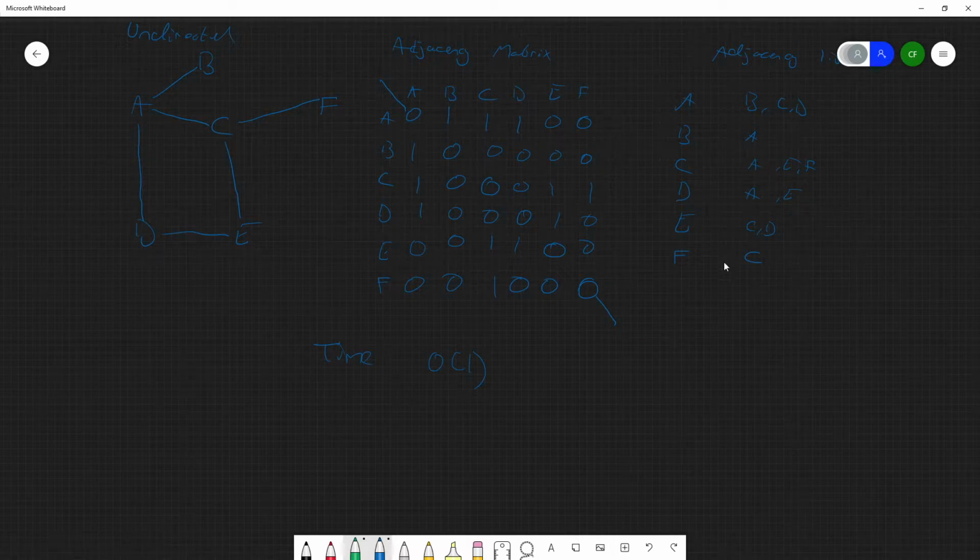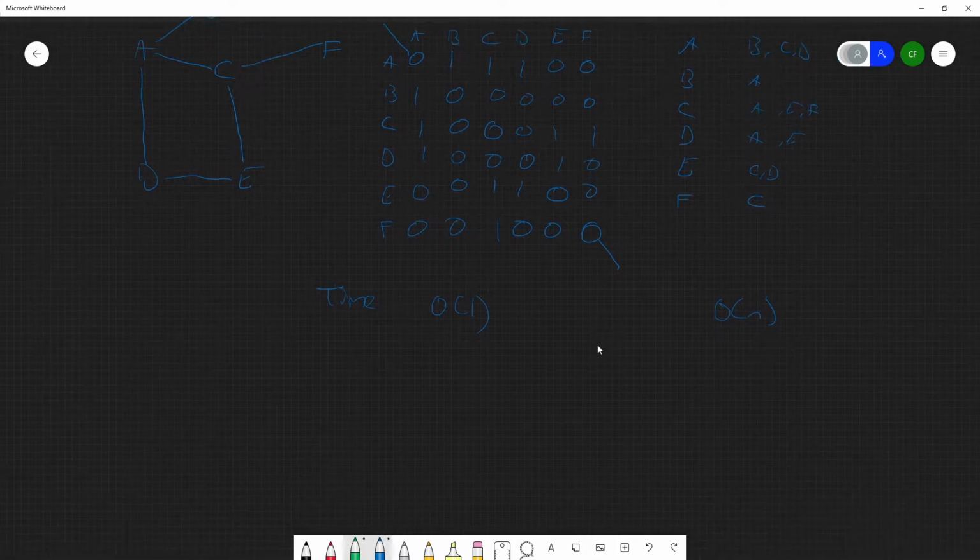For adjacency list, lookup is going to be O of n because typically they're done as linked lists. Either way, you have to go through the full thing. You have to do a search. So it's going to be O of n, which isn't very good. However, if you look at the memory cost, for this it is n squared, and for this it is also n squared.